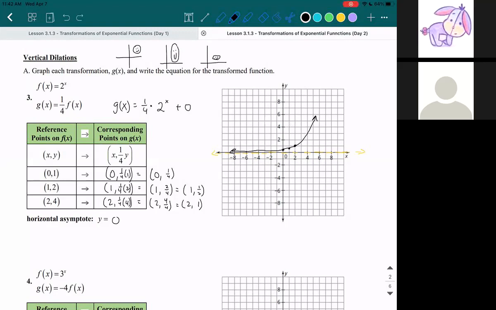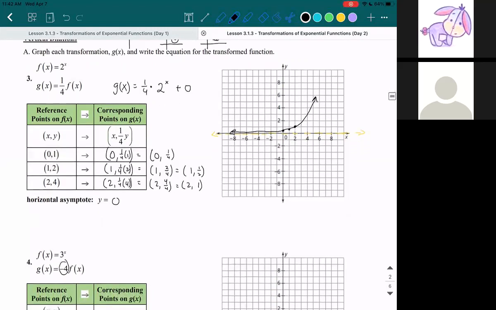Vertically smushed. And that's because we multiplied every y value by 1/4. We made it smaller. Okay, so this is a vertical dilation, more specifically a vertical compression. Compression because you're smushing it. Let's go on to number 4, which is a vertical dilation.